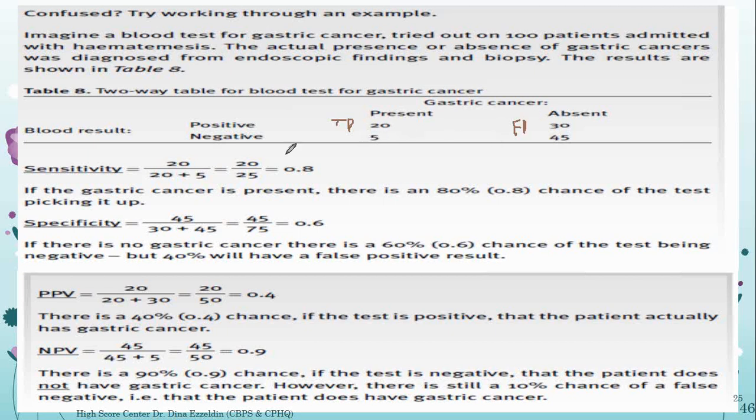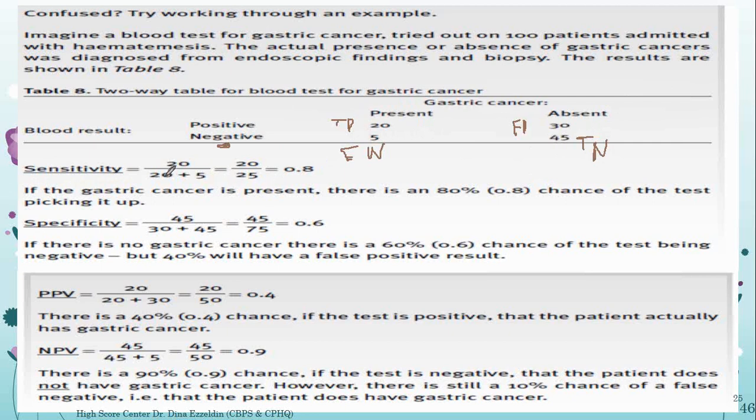And 5, this is negative by the test, but in the real, the gastric cancer is present, so it's a false negative. And here it is a true negative. The test measured him negative, and the disease is not present.